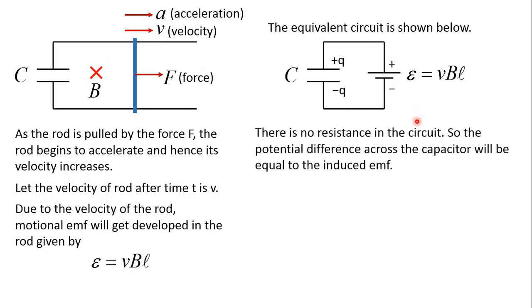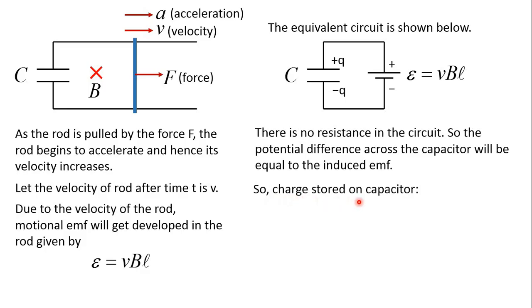Let's continue further. Since there is no resistance in the circuit, the potential difference across the capacitor will be equal to the induced EMF. You can see in the circuit that the capacitor is connected in parallel to the battery, an imaginary battery of course, since it's actually a rod. So this potential difference will generate the same potential difference across the capacitor. If the upper end of the battery is the positive terminal, it will give positive charge to this plate, and the negative terminal of the battery will supply negative charge to the capacitor. So the capacitor will have charges plus Q and minus Q.